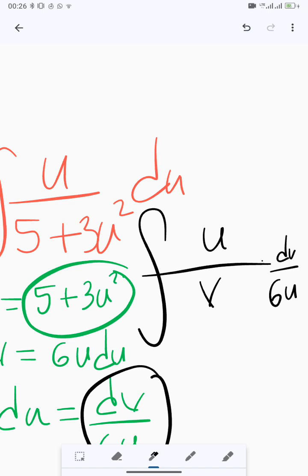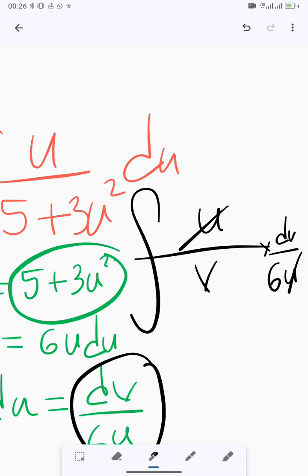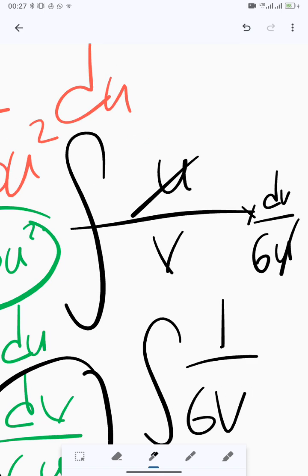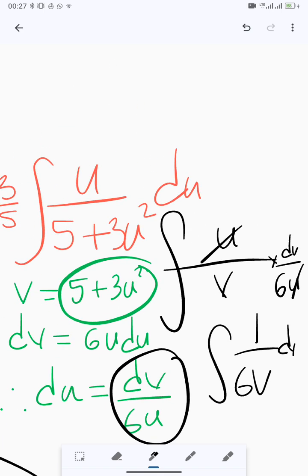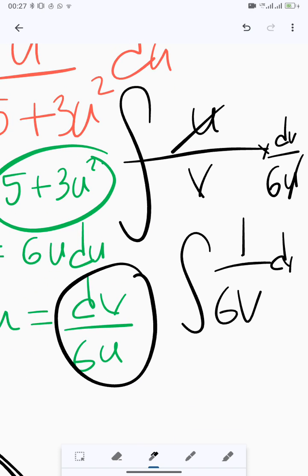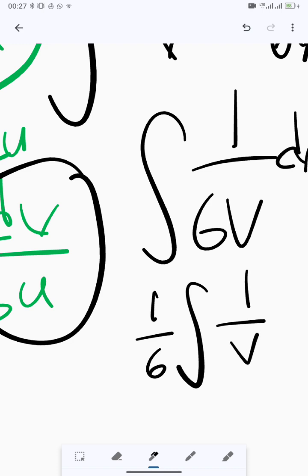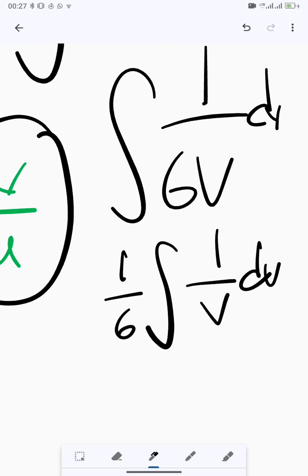And then from here, there's multiplication, and this will cancel this u. You'll be left with, you can see that there's still a 6 here, so it will be 6v. So we'll be having something like 1 over 6v dv. How can I integrate this? That will be 1 over 6 times the integral of 1 over v dv.